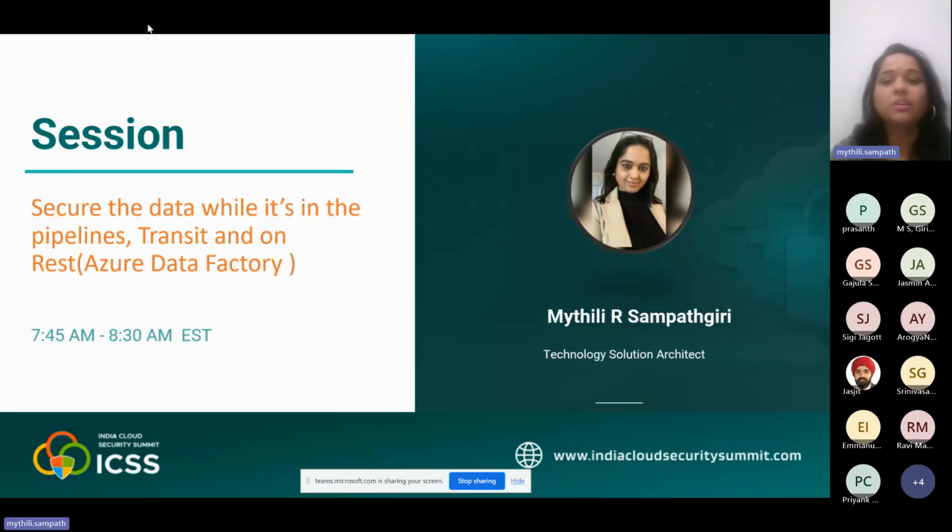What is there for Azure Data Factory? Not only for Azure Data Factory, it applies to data engineering pipelines, mainly securing the data while in the pipelines. While the transformation is happening from source A to source B, when the data is moving or stored for some transformation or processing, is my data secure? Those are the three areas we are going to discuss.